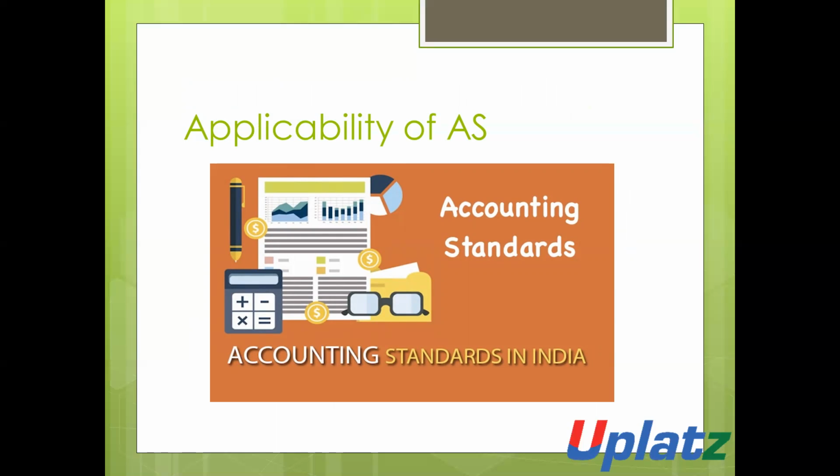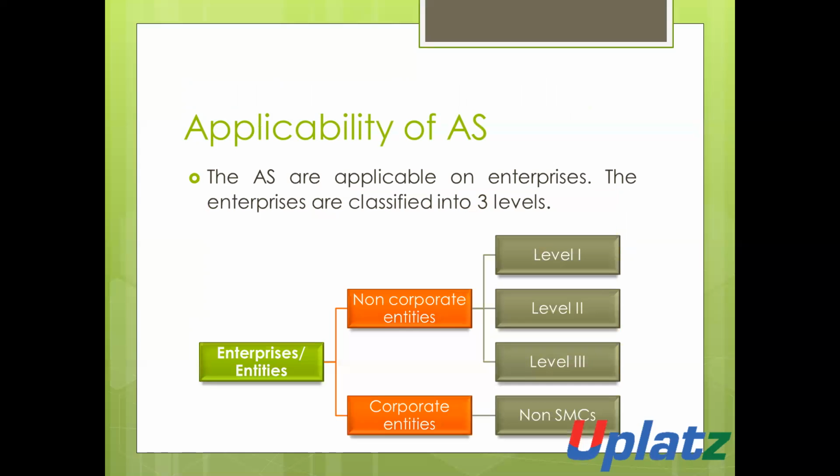Applicability of the accounting standard: accounting standards are applicable on enterprises. These enterprises may be corporate entities or non-corporate entities. The enterprises are classified into three levels. Number one, non-corporate entities. Number two, corporate entities. Non-corporate entities are classified into three levels: Level 1 entity, Level 2 non-corporate entity, and Level 3 non-corporate entity. In the case of corporate entities, there is only a single category, non-SMC, small and medium corporate.